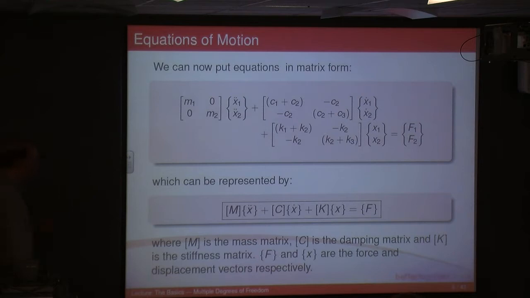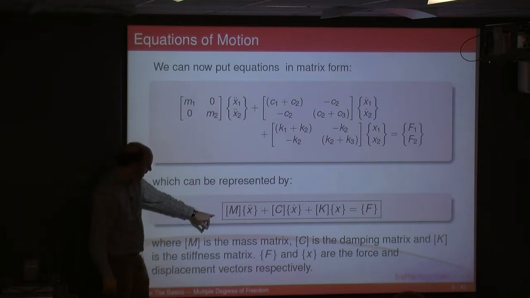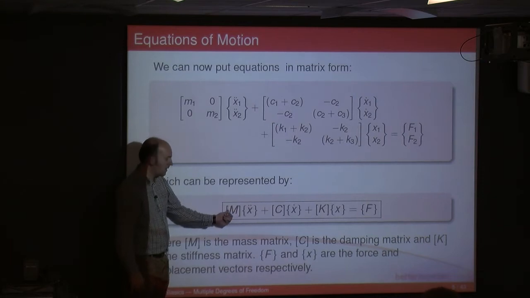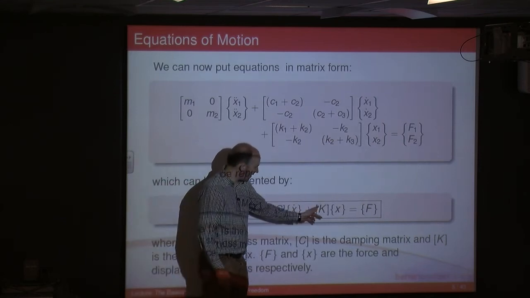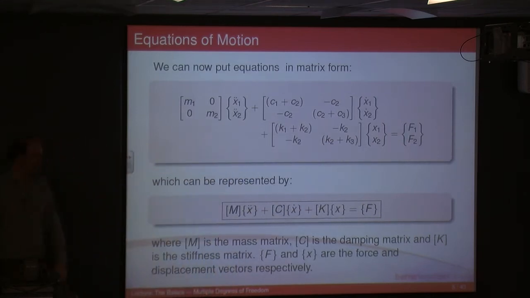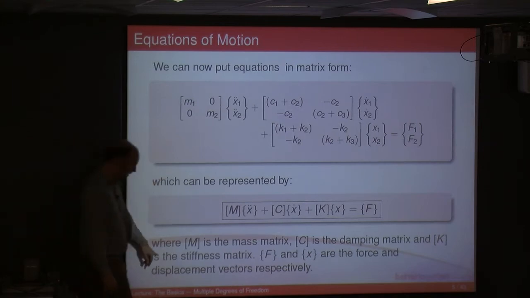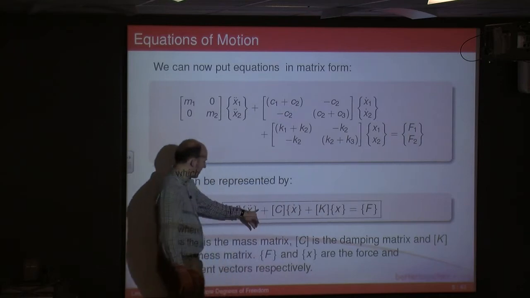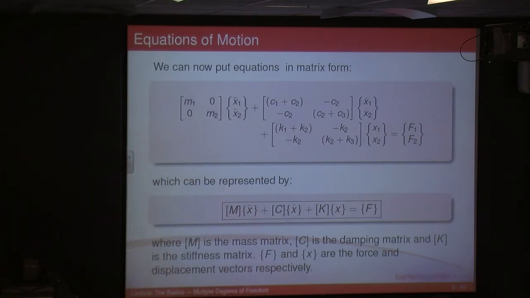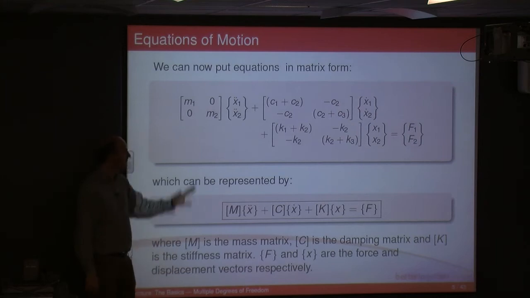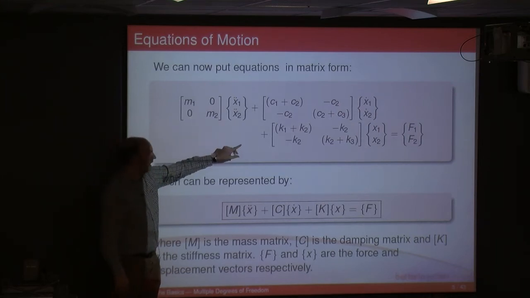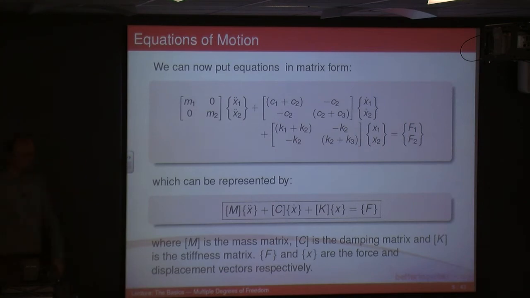And this could be represented by this method, where big M in square brackets is the mass matrix. We've got C in the square brackets, which is the damping matrix, and K in the square brackets, which is the stiffness matrix. F in curly braces is the force that's being applied, and x in curly braces, and x dot and x double dot, represent the displacement, velocity, and acceleration respectively. And this will always be the case for a linear system. If your system is linear, you should be able to write it in this form, where you have a mass matrix, a damping matrix, and a stiffness matrix.